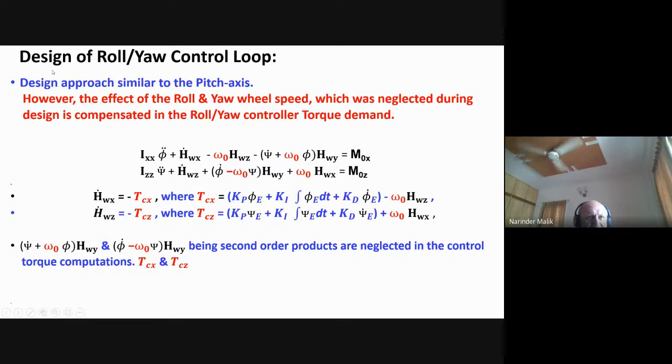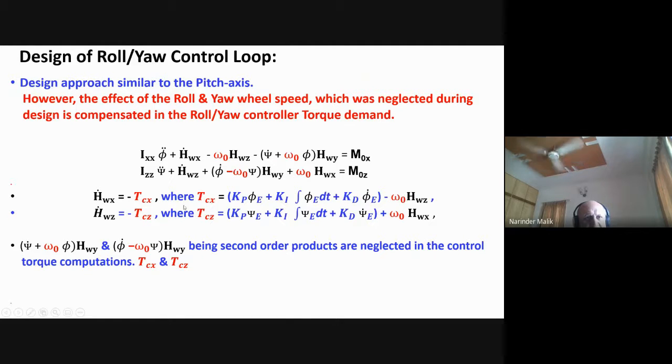Now, again, design of roll yaw control loop. Approach is similar to pitch axis. However, here one thing you have to do is, the effect of roll and yaw wheel speed, which was neglected during the design, is compensated in roll yaw control torque command as follows.